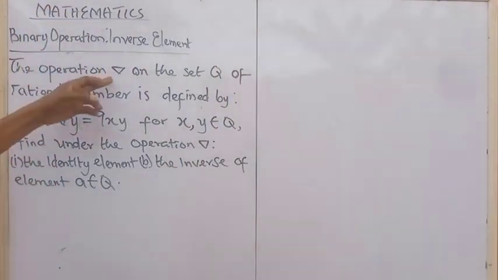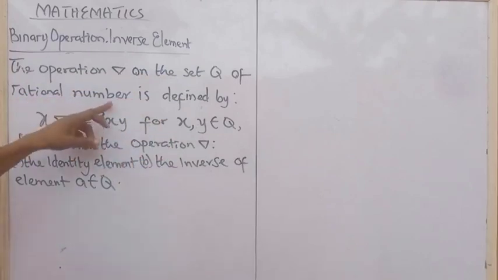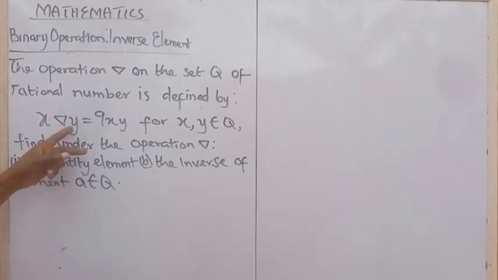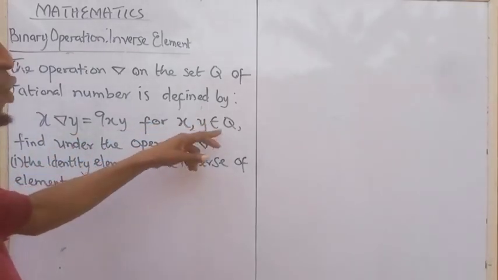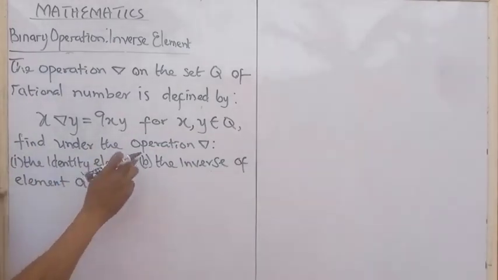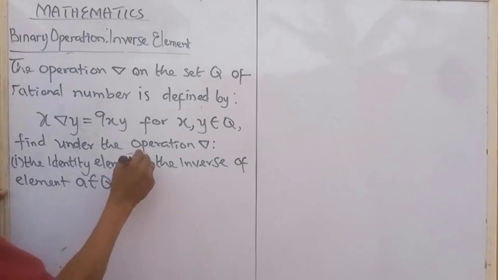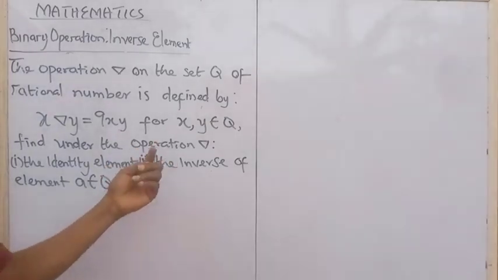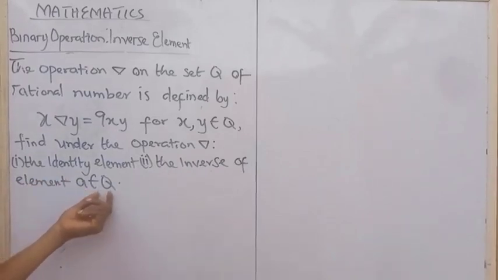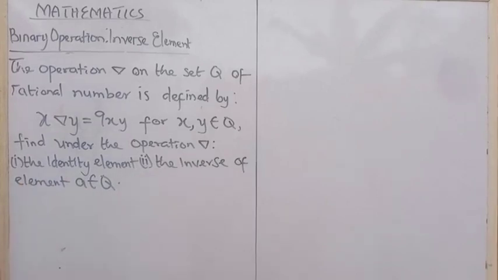The operation * on the set Q of rational numbers is defined by x * y = 9xy, for x, y elements of Q, that is, our rational numbers. We have to find under the operation *: Roman figure 1, the identity element; then Roman figure 2, the inverse of element a, element of Q. So we are given these questions to solve.